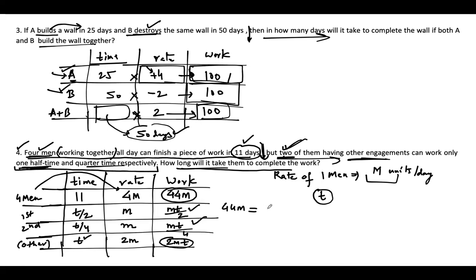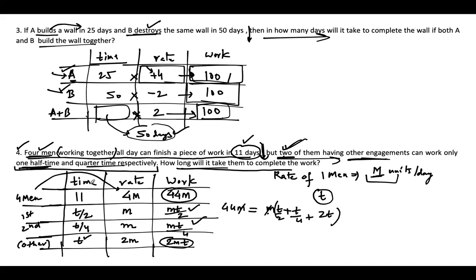So 44M is equal to MT/2 plus MT/4 plus 2MT. See, in this, M is common, so I'm taking M common: T/2 plus T/4 plus 2T. Also T is common, I can take T out. See, M and M are getting cancelled. That means you could have assumed some value of M, could have assumed M to be 1 unit per day.